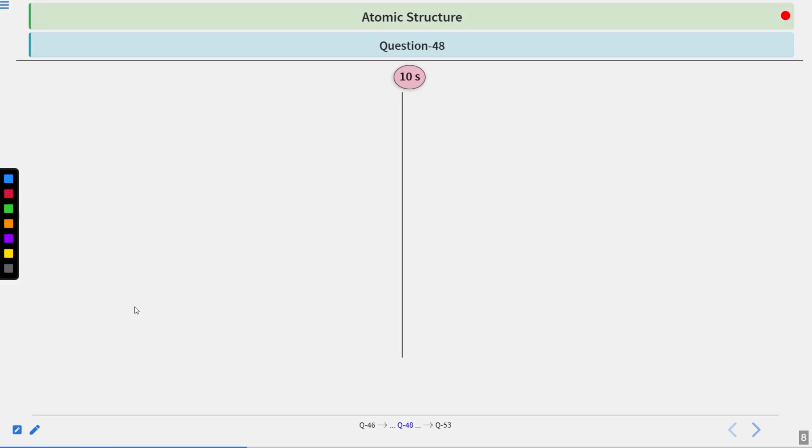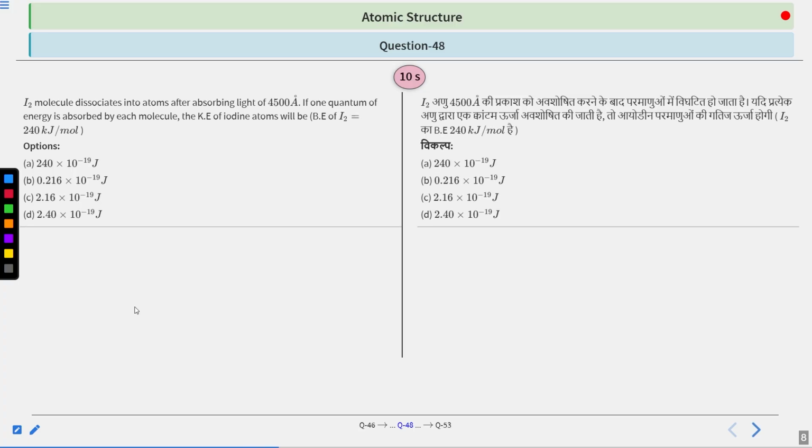Now moving on to the next question. Question number 48 says that I2 molecule dissociates into atoms after the absorption of light of 4500 angstrom. If one quantum of energy is absorbed by each molecule, the kinetic energy of iodine atom will be? The bond energy of I2 is given as 240 kilojoule per mole.